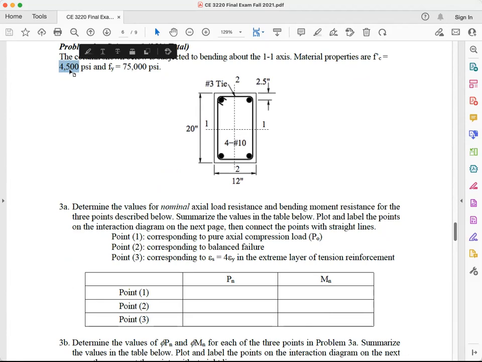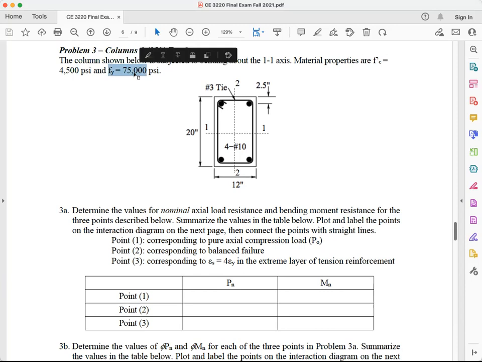Beta 1 is not 0.85, because this is 4,500 PSI. Fy is 75,000 PSI, 75 KSI. Be careful, I'm tricking you, right? Why? This changes a lot. What does it change? It changes yield strength. It's not grade 60 anymore, it's grade 75. So yield strength changes.